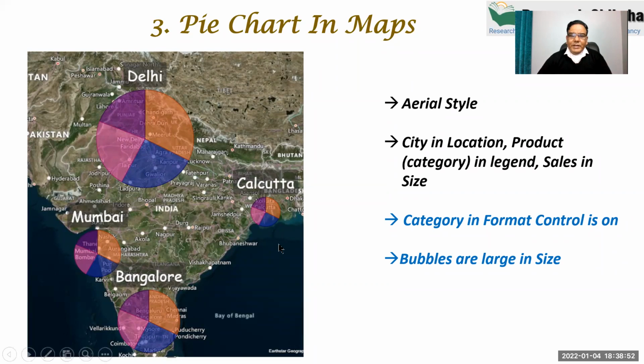And in this area chart, we are representing the sales of different products in Delhi, the different sales in Calcutta, Mumbai, Bangalore. And size is representing that most of the sales we are doing in Delhi, Bangalore, and Mumbai, and in Calcutta, the sales is low. So all these maps we will learn today how to make.